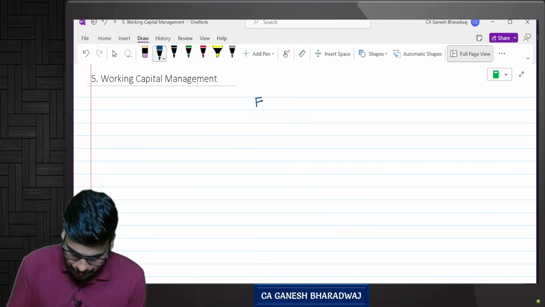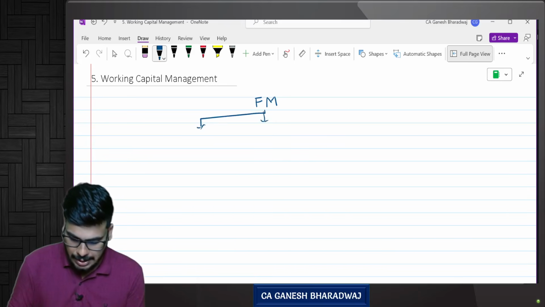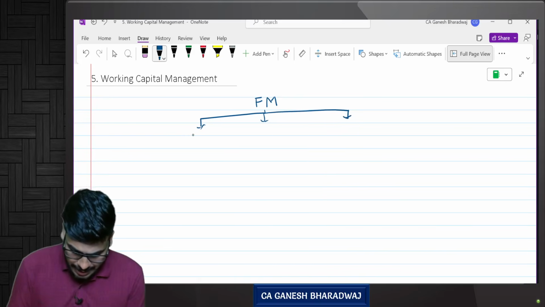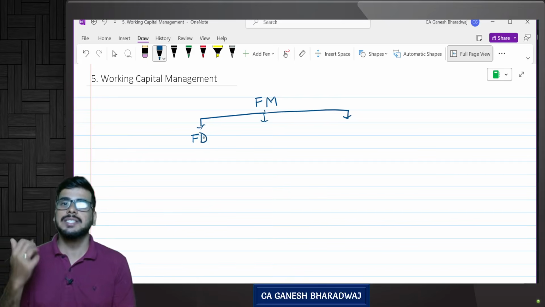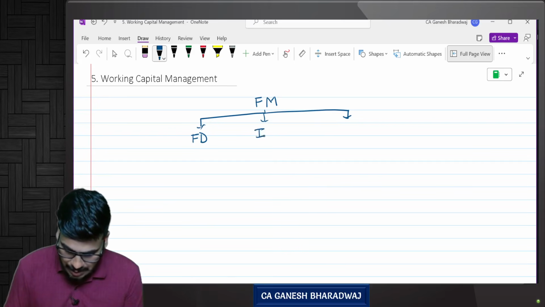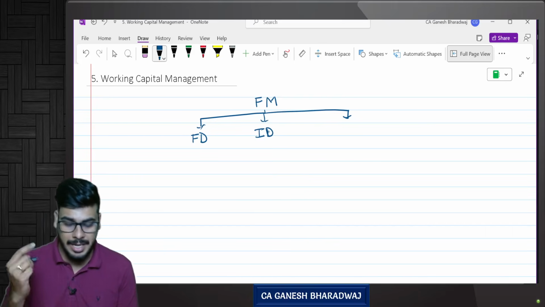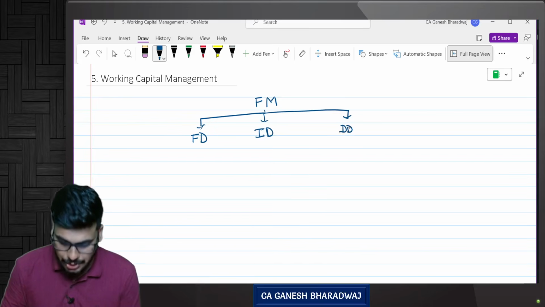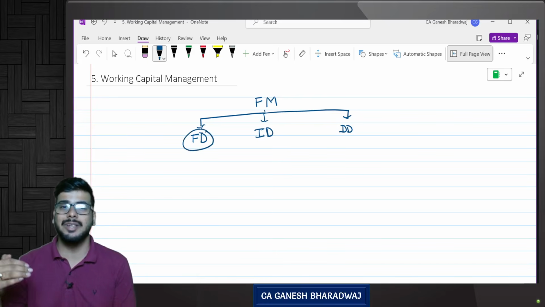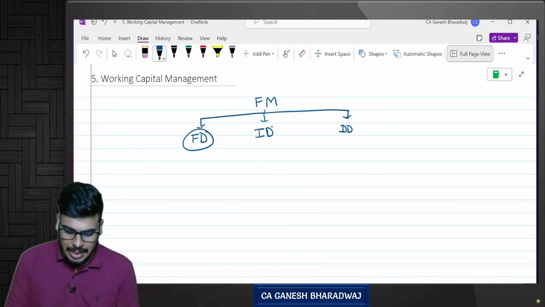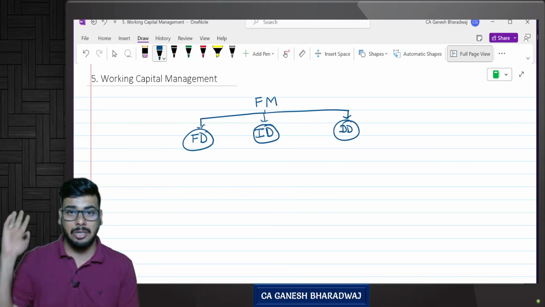Now, as we all know, our subject financial management has broadly three objectives. So what are the three objectives? Yes, the first one is financing decisions, that is taking decisions with respect to raising of funds, raising of capital. Then you have investment decisions, that is taking decisions regarding where these funds need to be invested. And then finally you have dividend decisions. Now, we saw some chapters in financing decisions like cost of capital, leverages, and capital structure decisions. Then for investment decisions, we saw the capital budgeting chapter. And in dividend decisions, there's a separate chapter called dividend decisions.